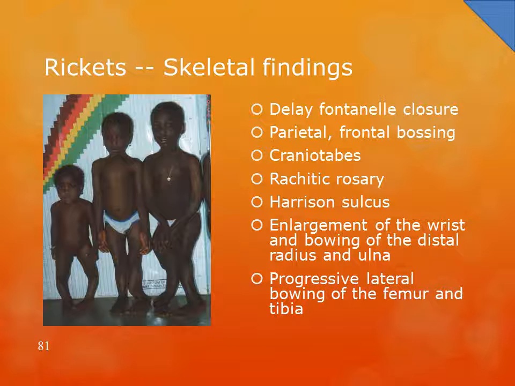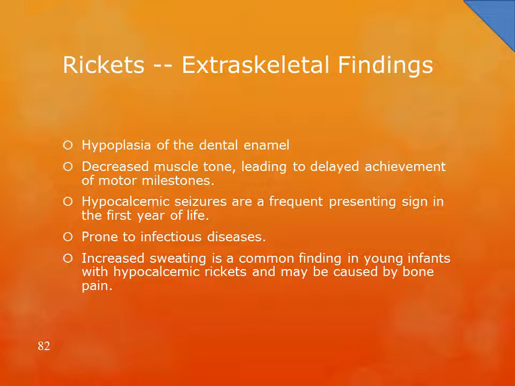This lateral bowing of the femur and the tibia, it's important to recognize that it starts to manifest once the child starts walking and bearing weight. So under the weight of their own body being upright, these soft bones start to bow and bend. But there are not just skeletal manifestations, there are extraskeletal findings in rickets as well.